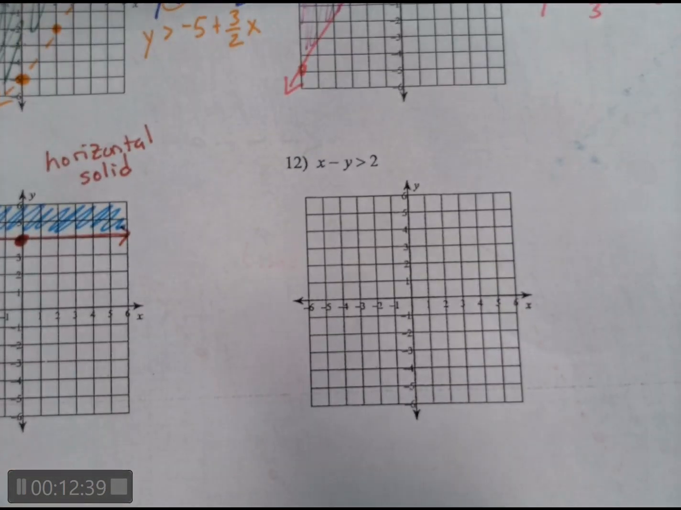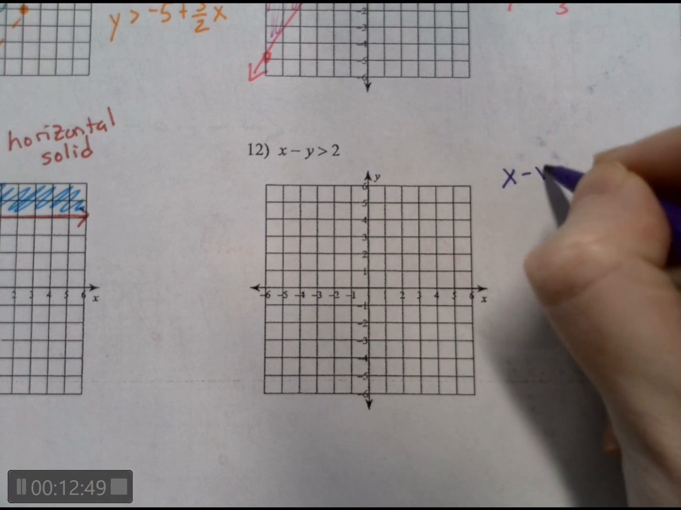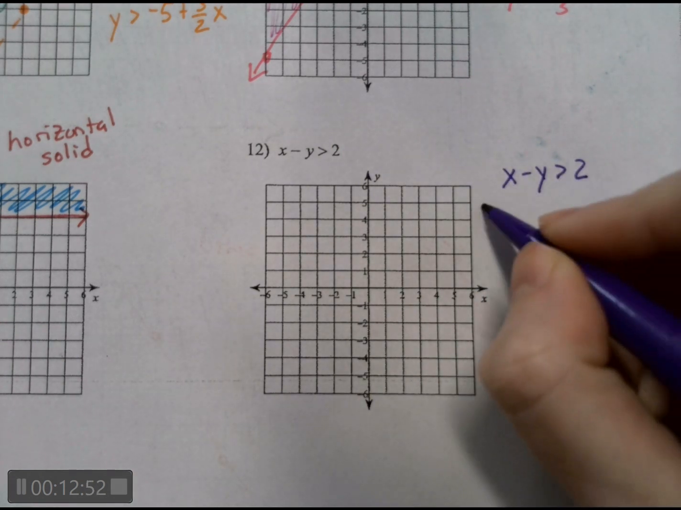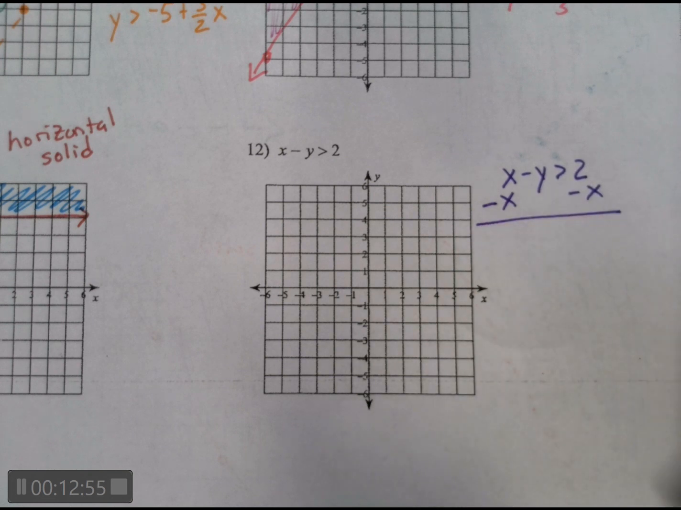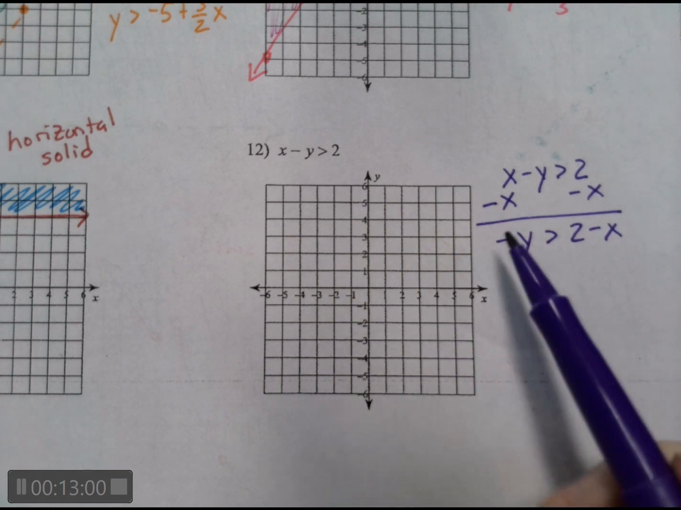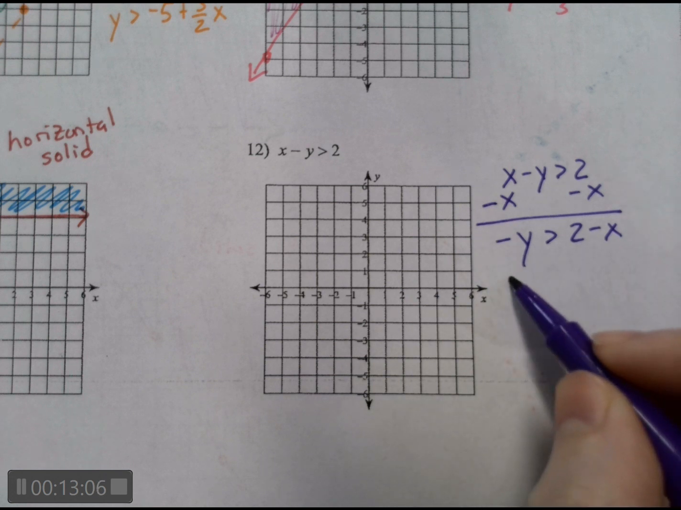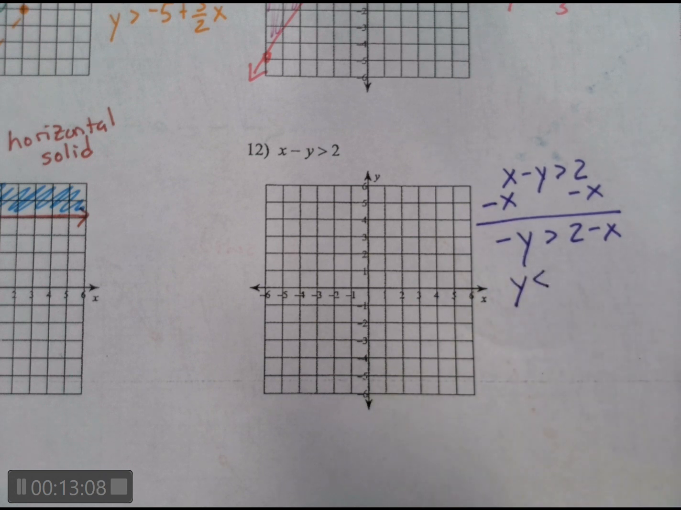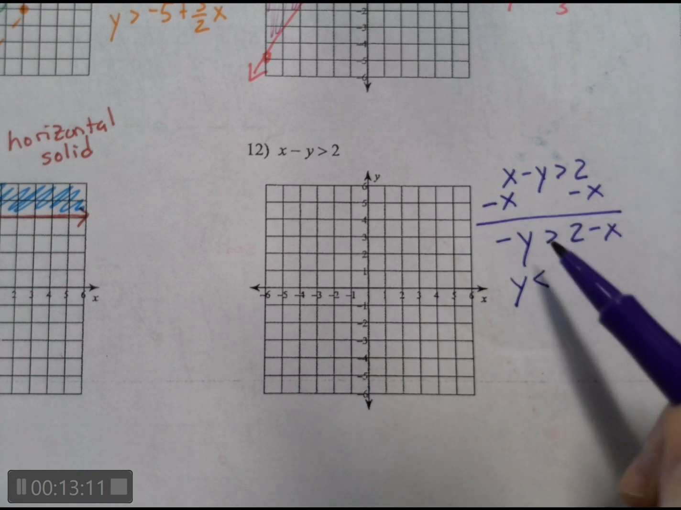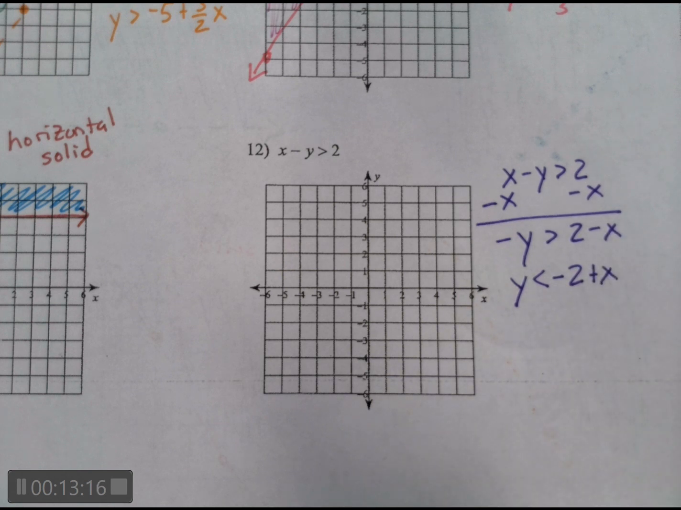Alrighty, last one. x minus y is greater than 2. So, over here, x minus y is greater than 2. So subtract x from both sides, and you get negative y is greater than 2 minus x. What happens when our y is negative? We change the signs of everything. So this becomes positive. This flips over because we're changing this sign as well. This becomes negative, and our x becomes positive.